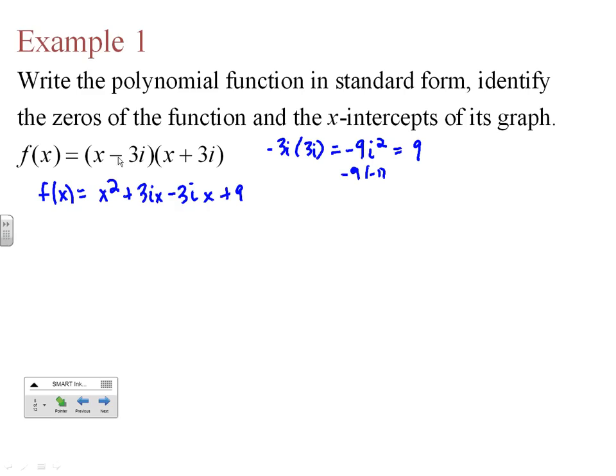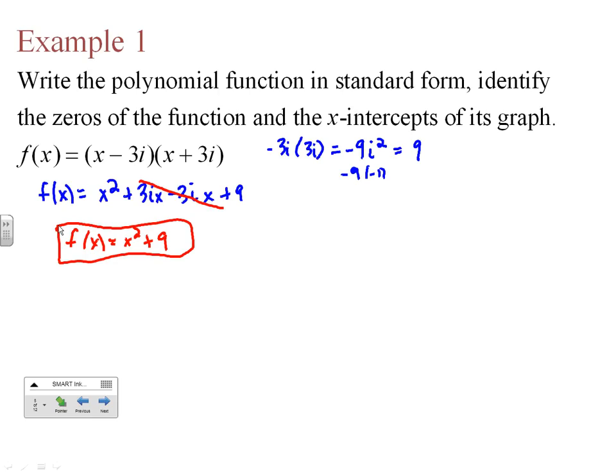Well, because this was the difference of two squares, I actually can now cancel out my middle terms. 3ix minus 3ix is 0. So f of x equals x squared plus 9. That is the polynomial function that they wanted us to write.